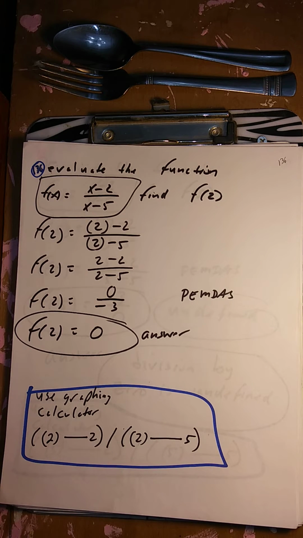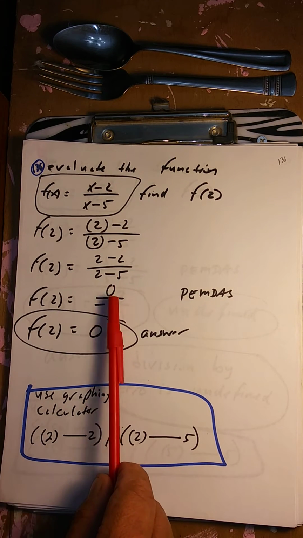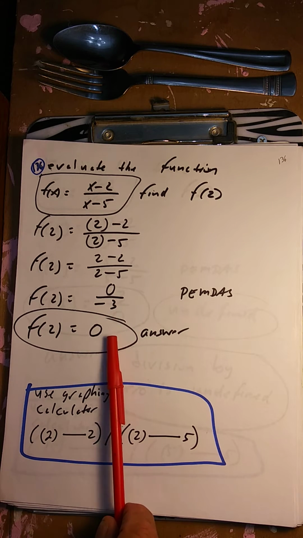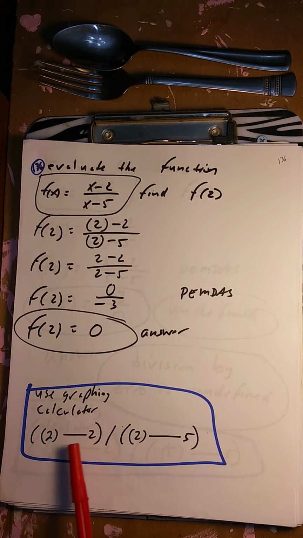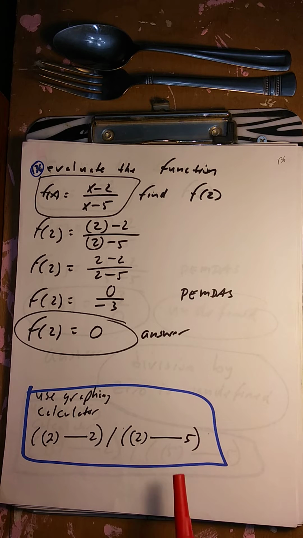Evaluate the f of 2. Put a 2 in there. 2 there, 2 there. So on top you have 2 minus 2. 2 minus 2 is 0. 0 divided by 3. 0 divided by any number is not undefined, it's still going to be 0. So that, again, you can do it in the graphing calculator like this. All the parentheses must be in there. 2, 2 there, and 2, 2 there, and 1 there. Okay.